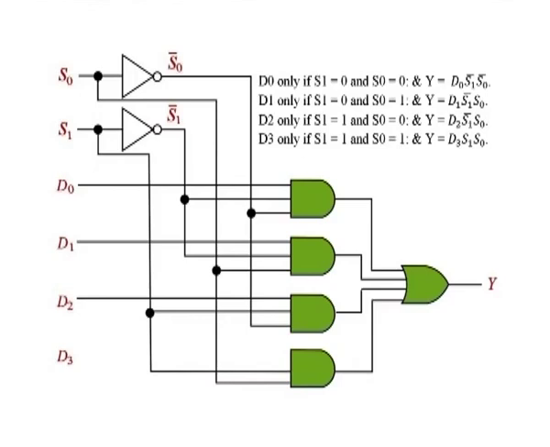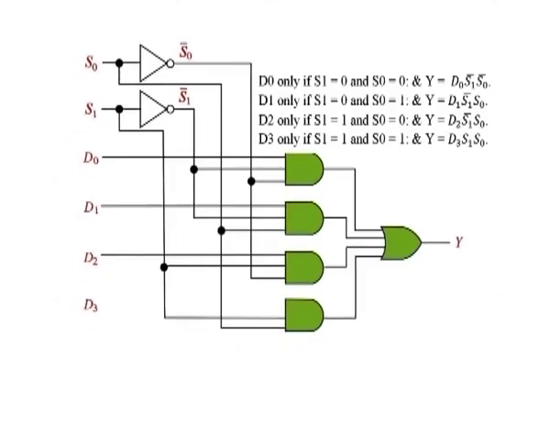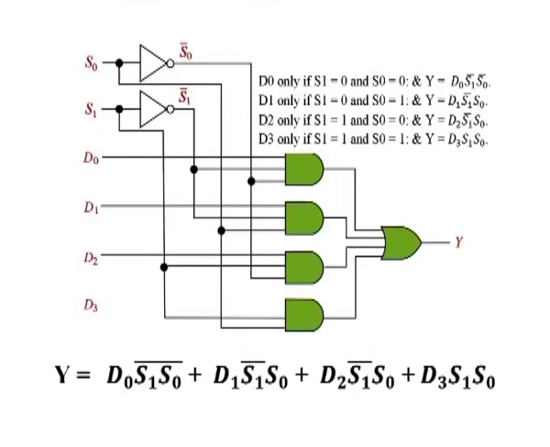When these terms are ORed, the total expression for the data output is like this. The implementation of this equation requires 4 3-input AND gates, a 4-input OR gate and 2 inverters to generate the complements of S1 and S0. Because data can be selected from any one of the input lines, this circuit is also referred to as a data selector.